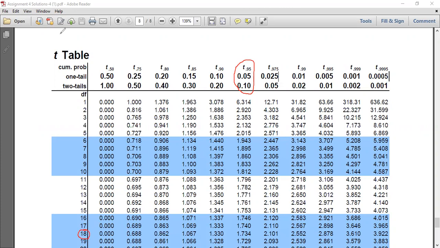This is the T table. Where these two are meeting, that will be our T. And in this case, it looks like it's 1.734. Oh, sorry. 0.025 is here. Not this one. Let me clear this one.